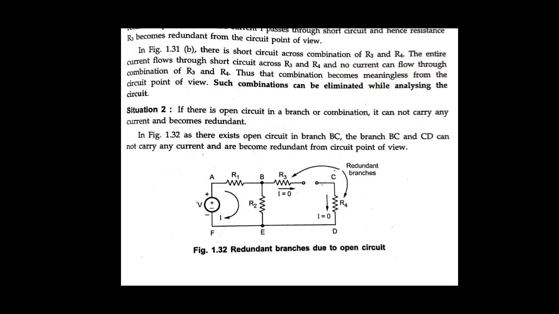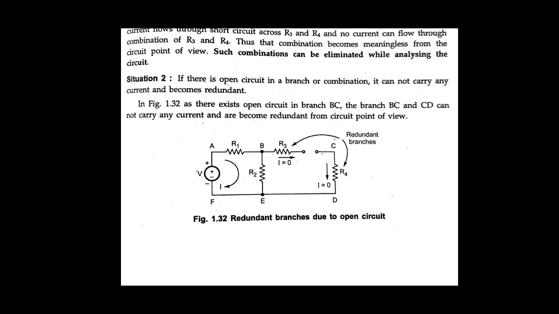Next one, situation number 2, which exists in the network regarding redundancy: if there is an open circuit in a branch or a combination. Open circuit means there is no connection between the branches, so it cannot carry any current, and it becomes redundant. See here, in this example, this is the branch where an open circuit exists. Branch BC and branch CD cannot carry any current.